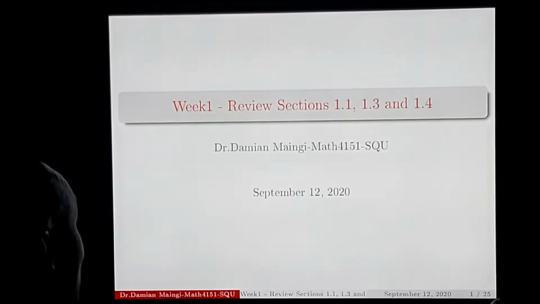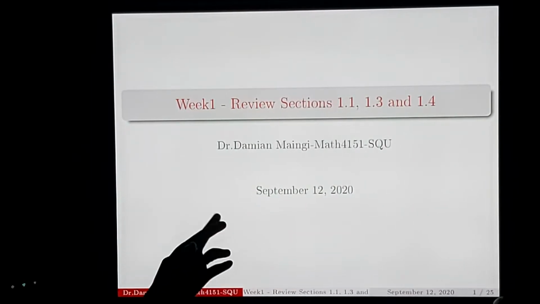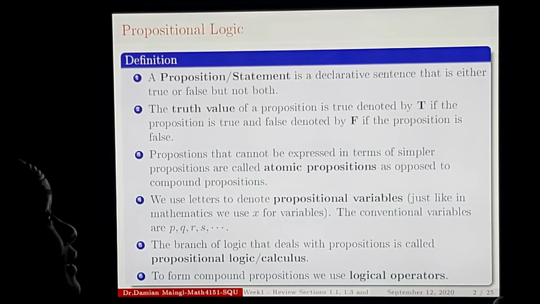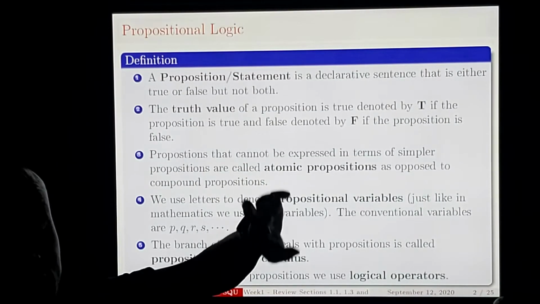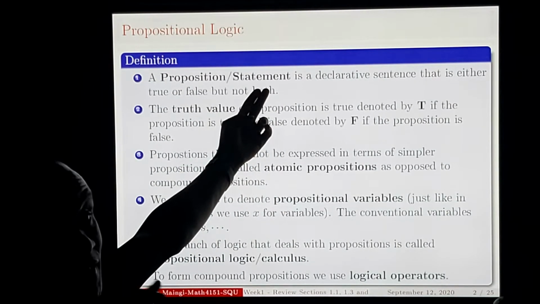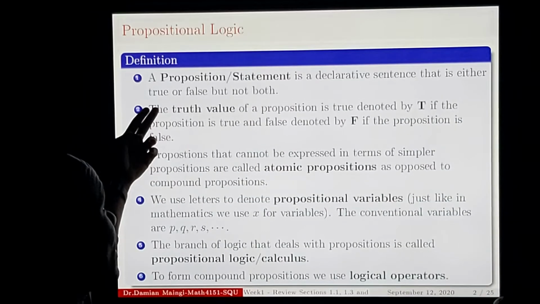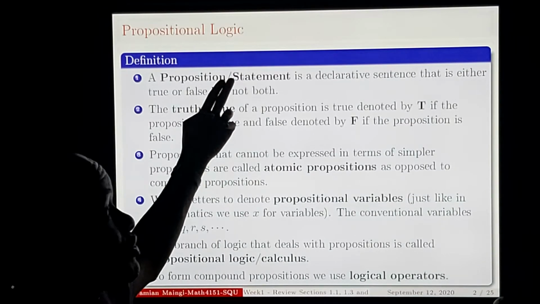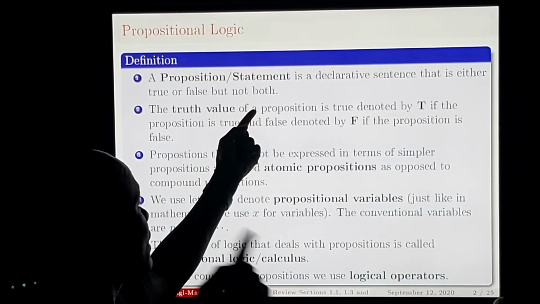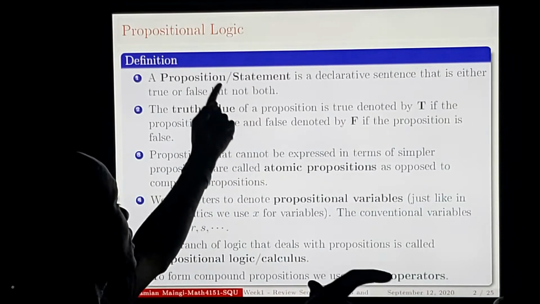Okay. So straight away, we are reviewing sections 1.1, 1.3, and 1.4. What we were talking about: one is a proposition or a statement. We just said it's a declarative sentence that is either true or false, but not both. In other words, it tells you something which you can verify whether it's true or false. Then the truth value: once a proposition is verified to be true, you denote it by true. If it's false, you denote it by false. And what you're verifying is called the truth value of any given proposition or statement.